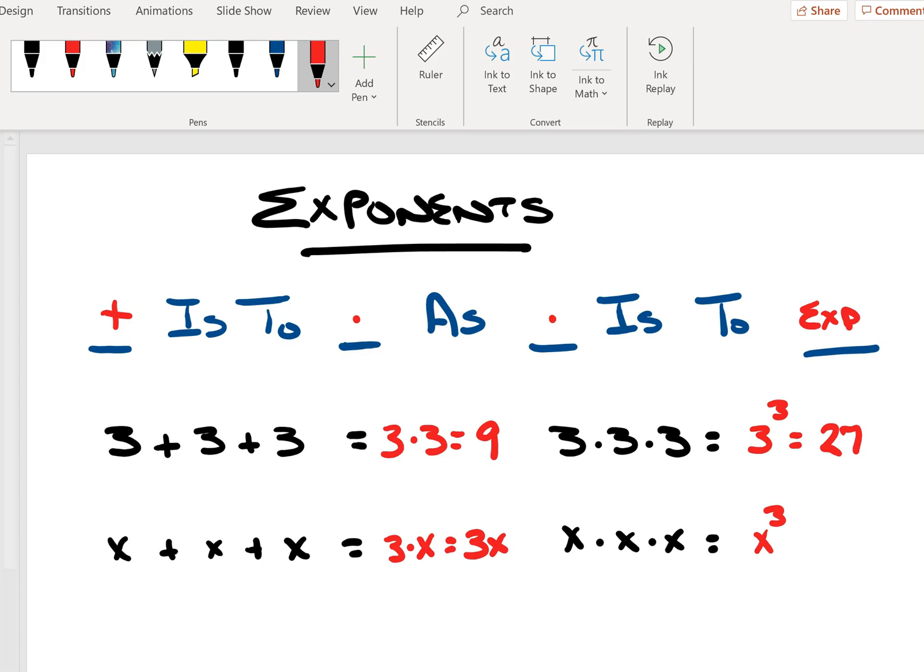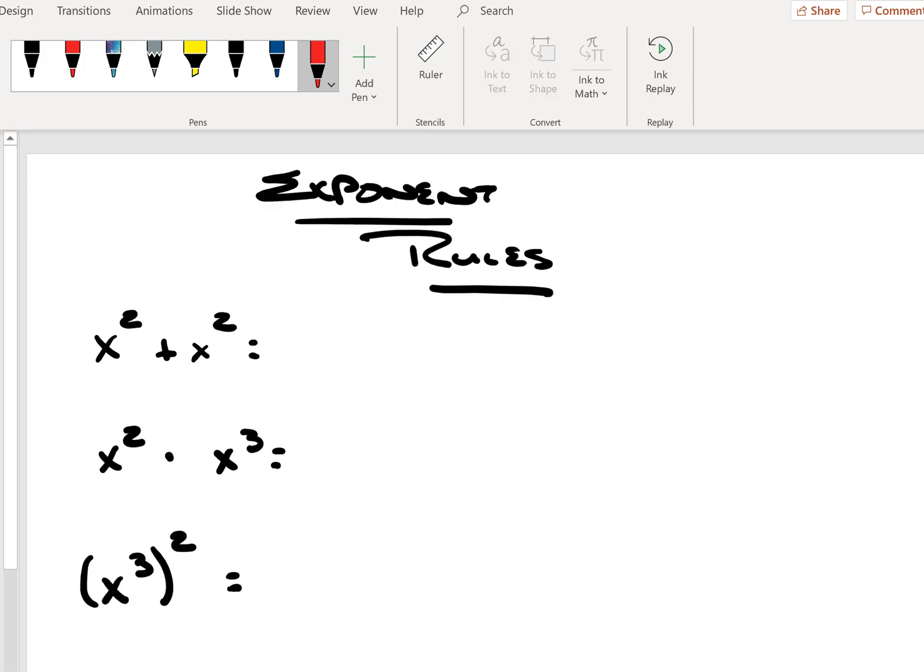Now from this we can extract several rules for dealing with exponents. When you have like bases and like powers added together, this is the same as the traditional multiplication process. In this case, your base is x squared, and we see that it is added together 2 times, giving us 2 times x squared as our result.